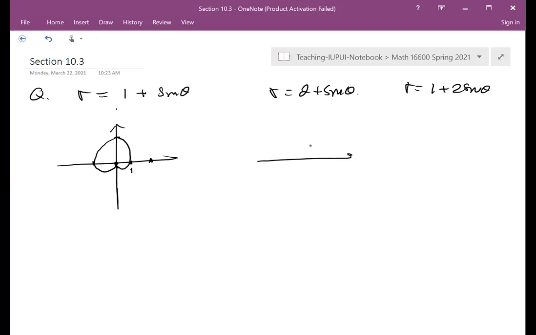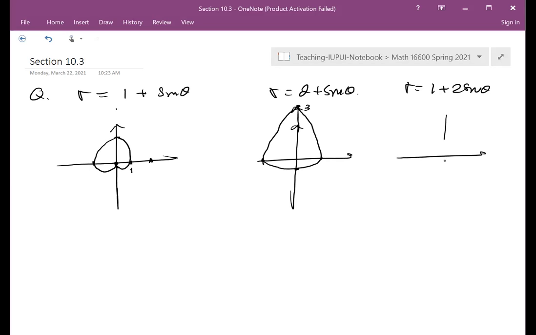Here r is always positive. The smallest value for r is when theta equals 3 pi over 2. When theta equals 0, it's 2, and when theta equals pi over 2, r is 3. So this graph looks like that. They all point upward, because it's a plus sine theta.